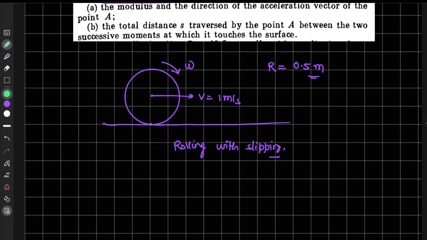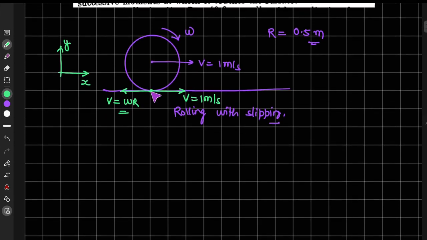For example, at the bottommost point, we will have the velocity in this direction due to the translational motion, and due to the rotational motion we will have the velocity in this particular direction, that is v equal to omega r. Now let us consider the coordinate system, that is the x and y axes. At the bottommost point we can have three different conditions. The first condition is velocity greater than omega r, the second is velocity less than omega r, and the third is velocity equal to omega r.